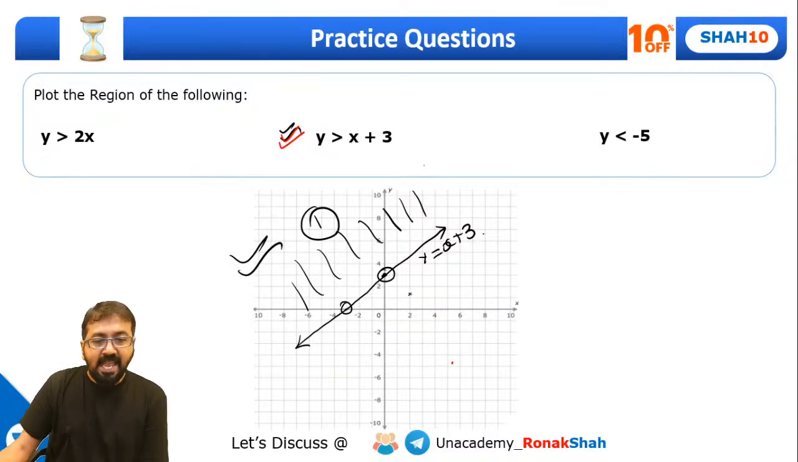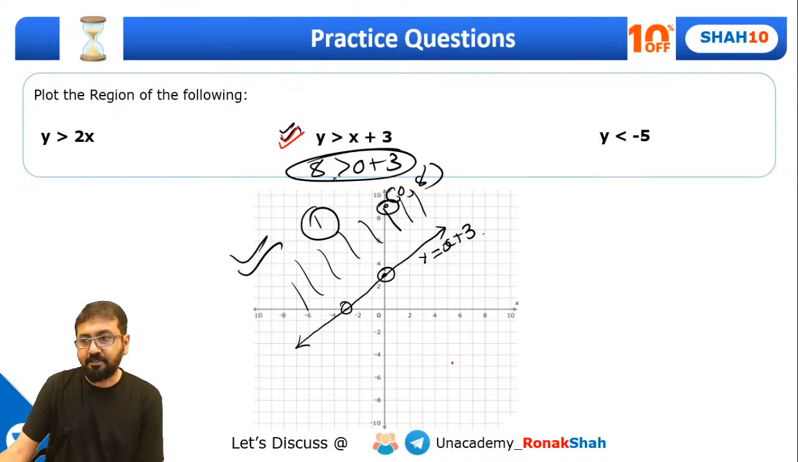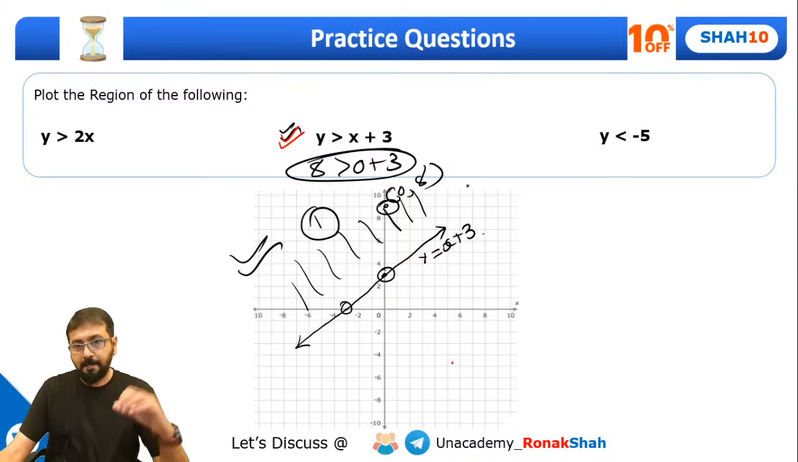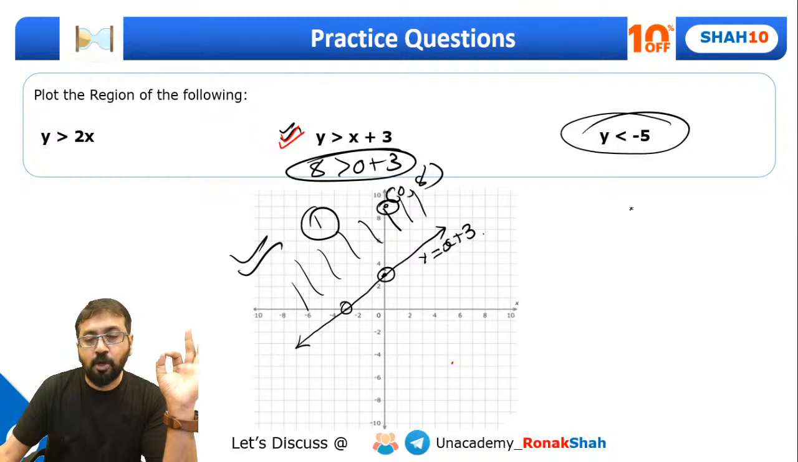Once again, you can take any point from this region and verify. If I take this point again, 0, 8, yes, 8 is greater than 0 plus 3. That's true. Correct. Robin is also saying 1. Good. Perfect. Now how to plot the graph for this one?